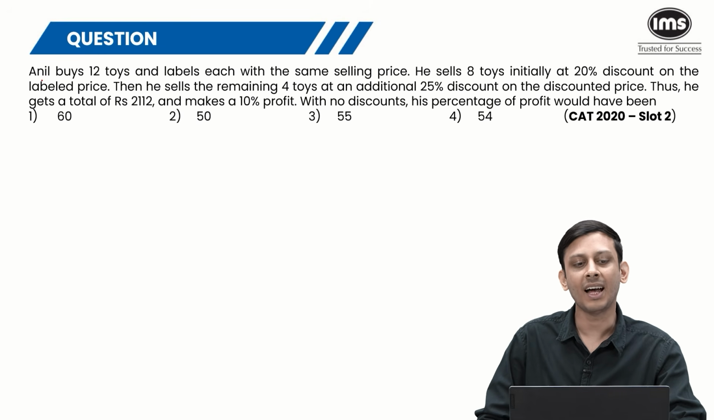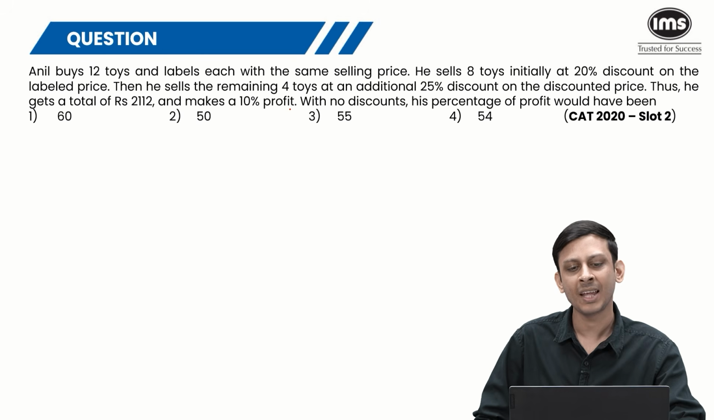What we have here is Anil is buying 12 toys and labeling each with the same selling price. He is selling 8 of these toys at 20% discount on the labeled price and the remaining 4 toys at additional 25% discount. Thus, he is getting a total of 2112. So 2112 is the total selling price because that is the amount that he is getting. And he is making a 10% profit overall. We have to find his percentage of profit with no discounts.